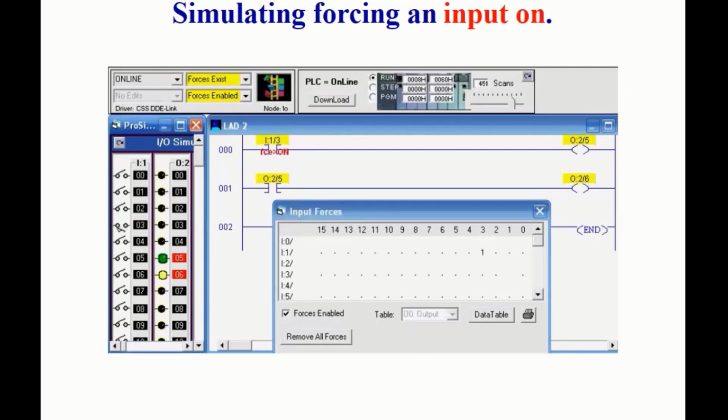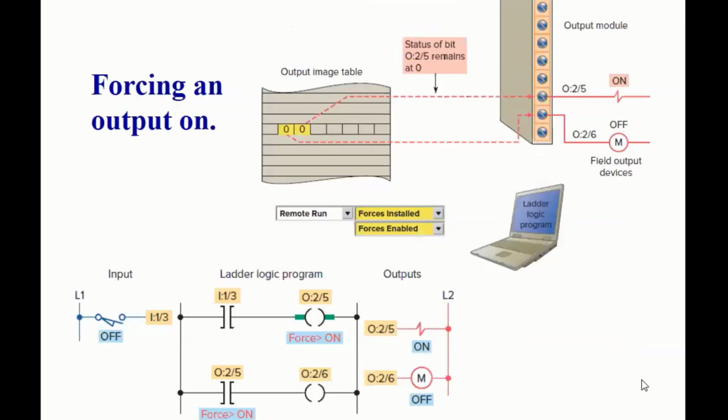And you could use this instruction ethically to troubleshoot systems or to do emergency operations, right? That is the purpose of the forcing instruction. You could also force an output. Here is a force on an output. In other words, it doesn't matter the condition of the program or what's happening outside. If you force this on, it should respond.